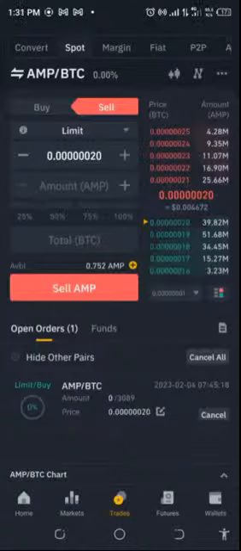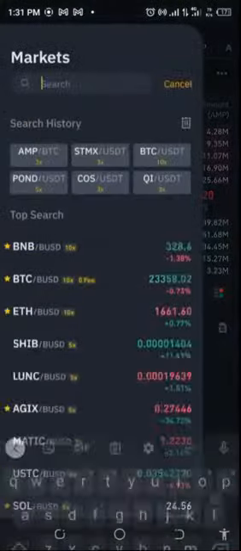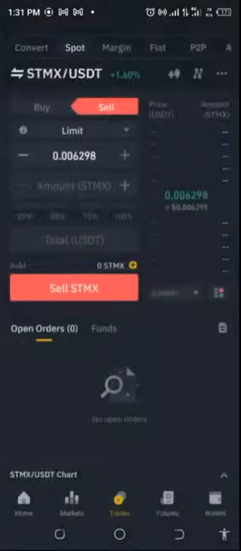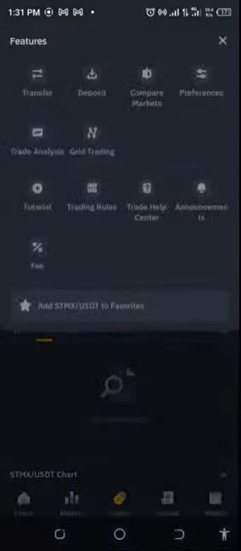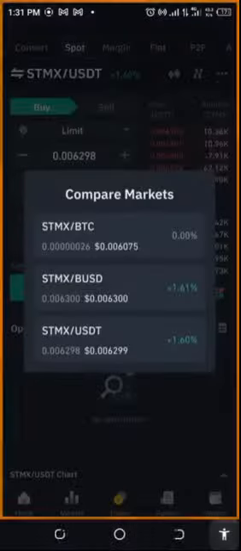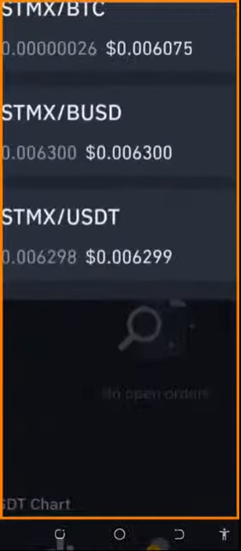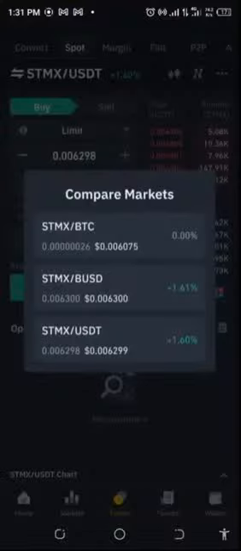Okay, so let's cancel this. Cancelled. So we're going to go to another coin. We're going to use STMX. Like I always say, the first thing you need to do is check and compare the markets to see what's going on there, and see if there's any opportunity whatsoever. Okay, it looks like there's an opportunity here, so I'm going to try and see whether I can actually buy STMX with my BTC.